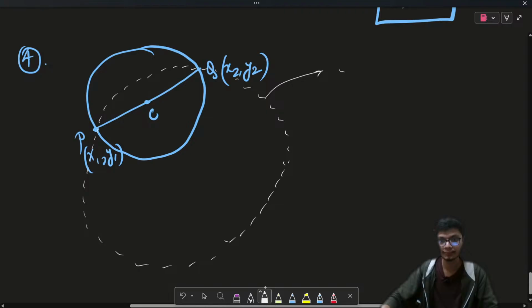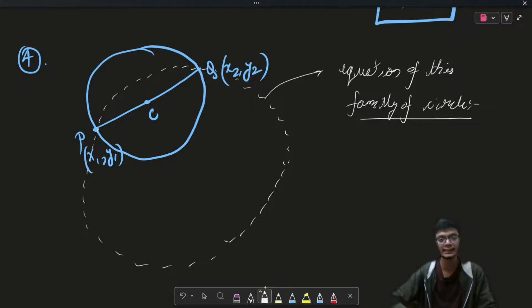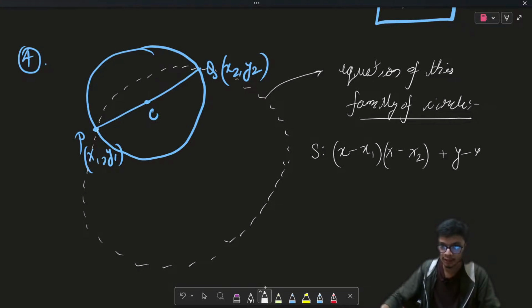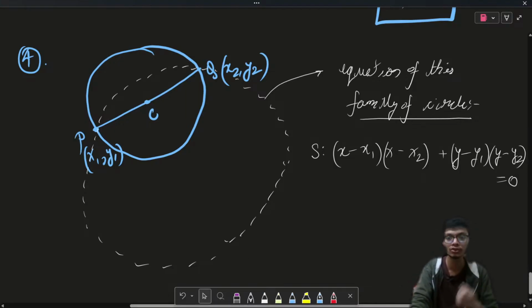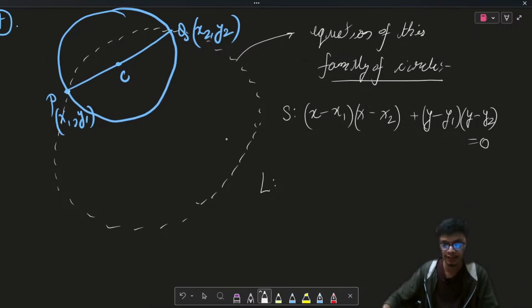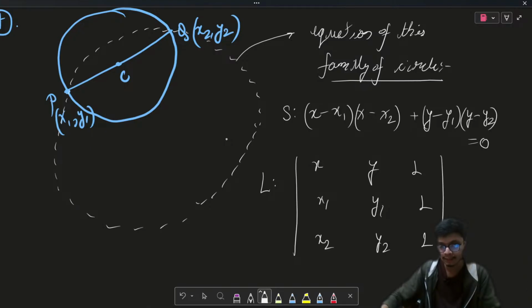The equation of this family of circles can be given as follows. We have already seen in our previous discussion that when the diametrically opposite points of a circle are given, we can easily write the circle equation as x minus x1 multiplied by x minus x2 plus y minus y1 multiplied by y minus y2 equals 0. Along with that, using these 2 points P and Q, we can also generate the equation of the line, which I can write in the form of a determinant: x, y, 1; x1, y1, 1; and x2, y2, 1, and this determinant should be equal to 0.